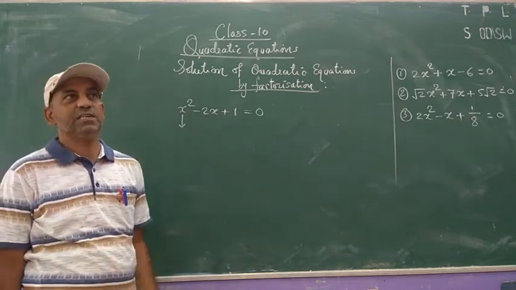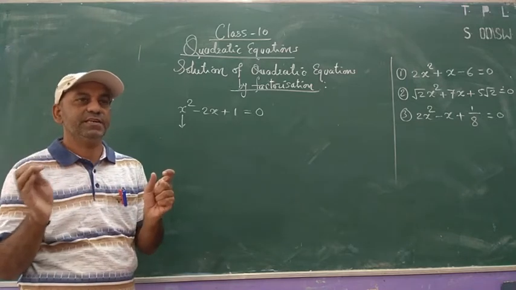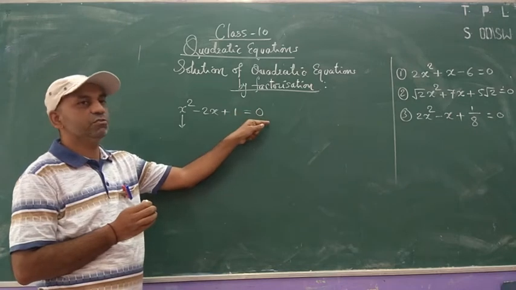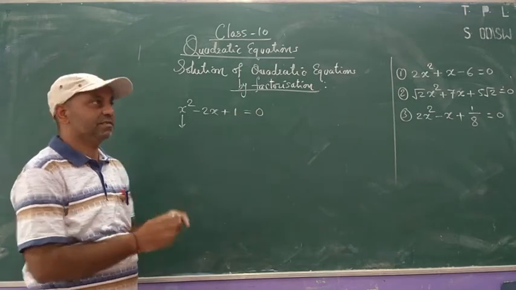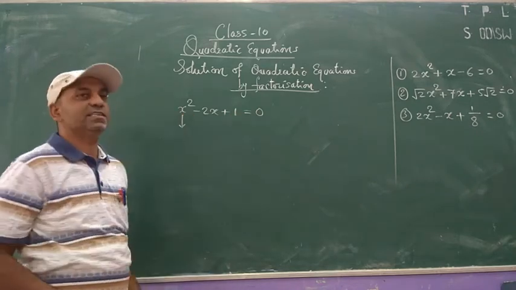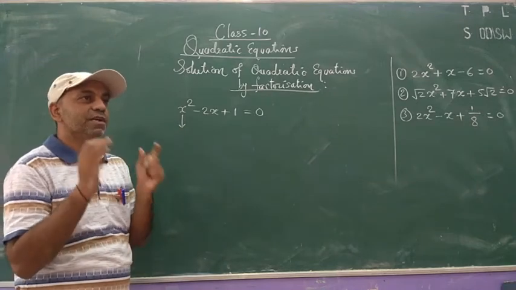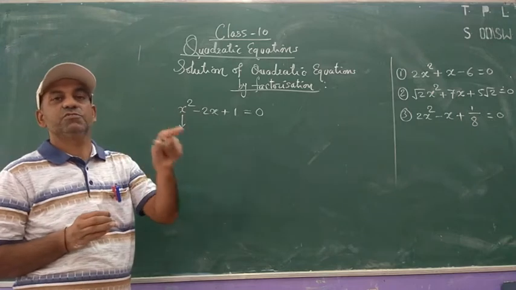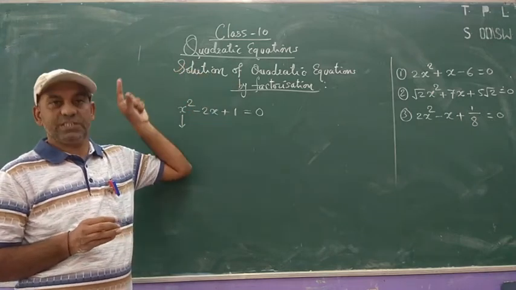In equation we should get RHS equal to LHS. It means the value of variable satisfies the given equation, then that value of variable is called solution of quadratic equation.